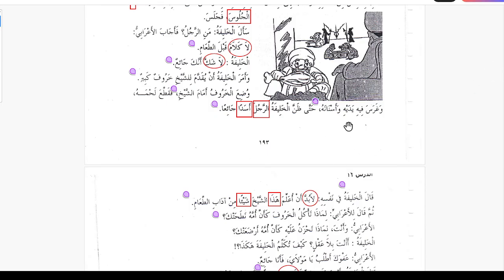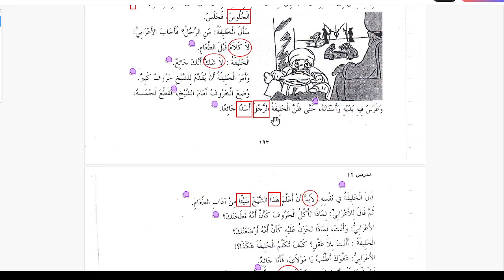So the important thing to note here is that this is yadaini plus the attached pronoun, damirun muttasilun, because mudaf cannot take al and cannot take noon, so that is why the noon is removed. So it becomes yadayhi. Hatta, so he placed both his hands and his teeth in it, just like this.